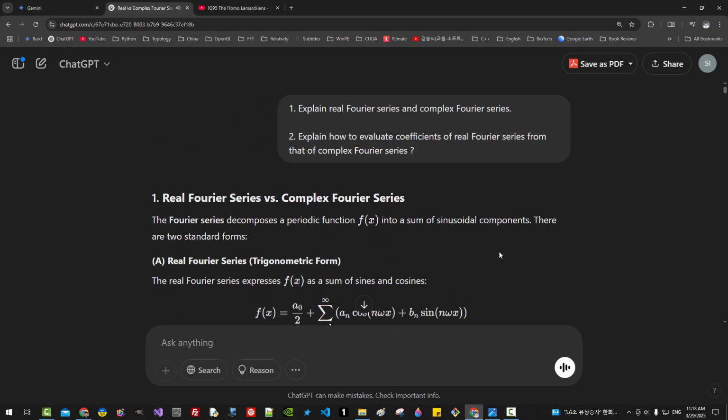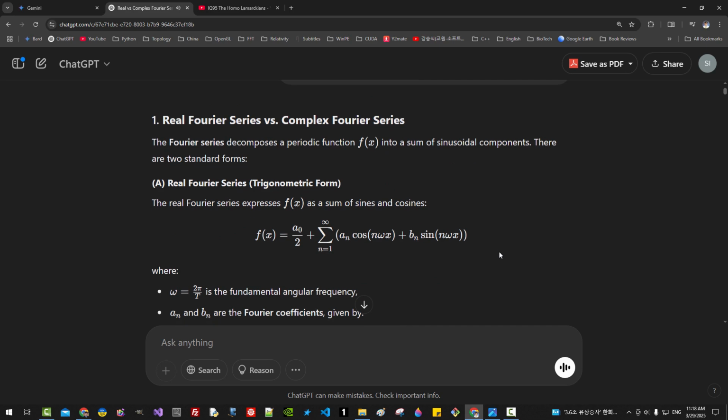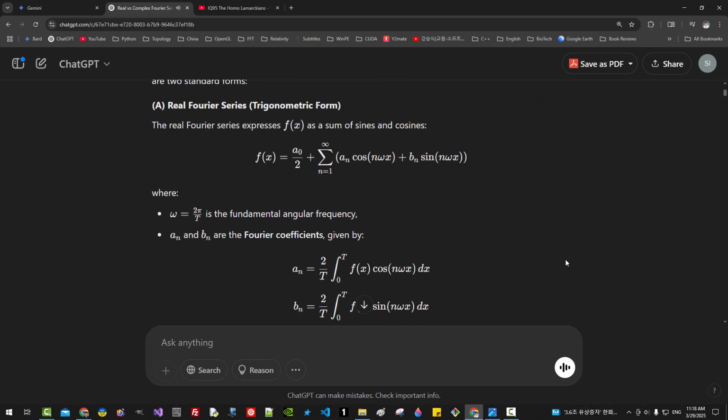Number 1. Real Fourier series versus complex Fourier series. The Fourier series decomposes a periodic function f(x) into a sum of sinusoidal components. There are two standard forms. A. Real Fourier series, trigonometric form. The real Fourier series expresses f(x) as a sum of sines and cosines.